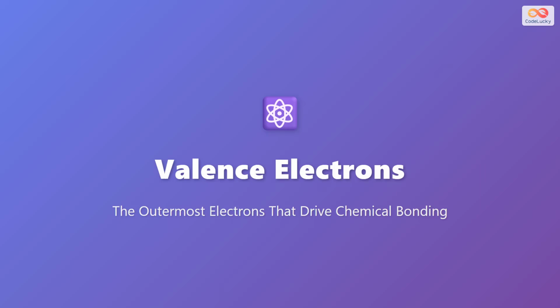Welcome to this lesson on valence electrons. Valence electrons are some of the most important concepts you'll learn in chemistry because they explain how atoms interact with each other. These special electrons are the key to understanding why certain elements bond together and why chemical reactions happen the way they do. By the end of this video, you'll have a clear understanding of what valence electrons are and why they matter so much in chemistry.